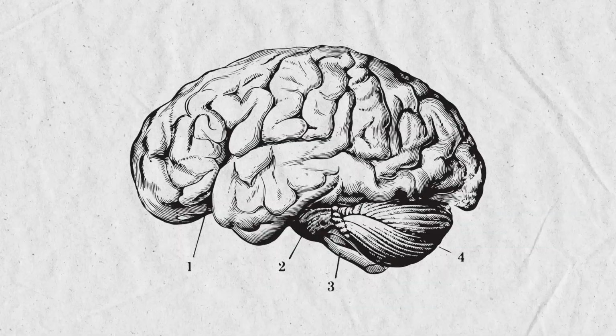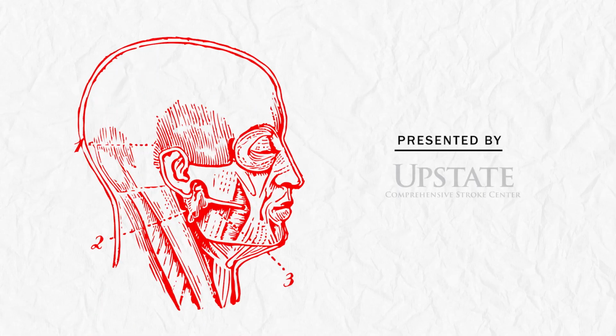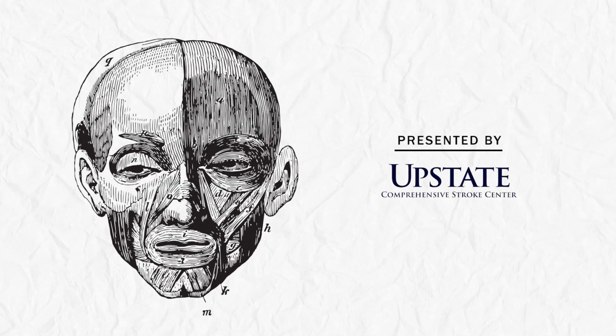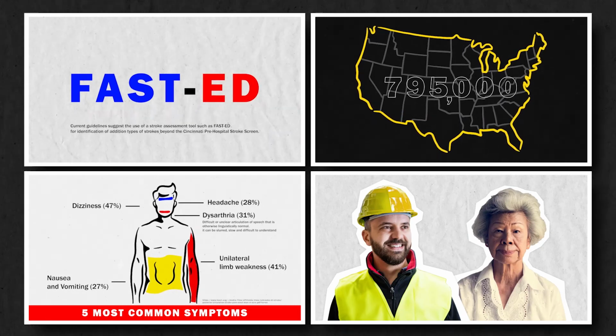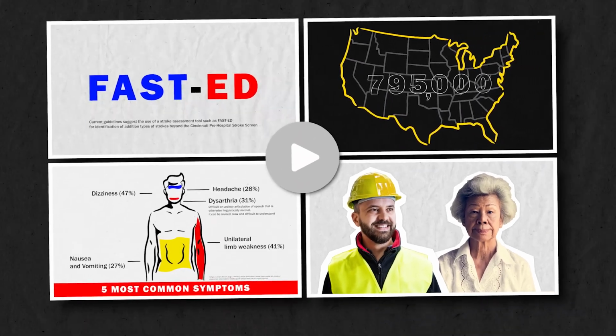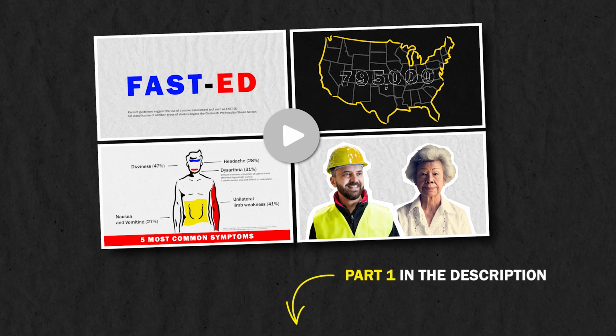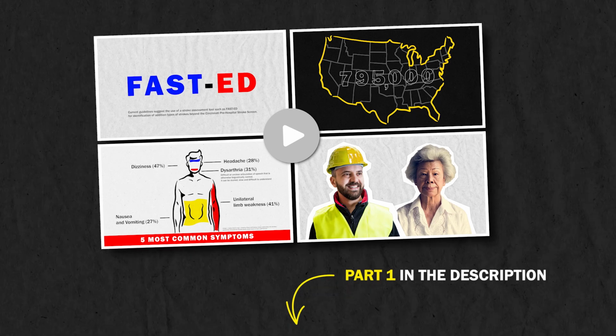A stroke can happen anywhere in the brain. Not all strokes present the same. It's important to know the symptoms in order to identify all strokes and avoid delay in prompt care. In our last video, we learned the importance of assessing strokes using the enhanced FASTED tool. If you aren't familiar with this assessment, please refer to the link in the description to view part 1.